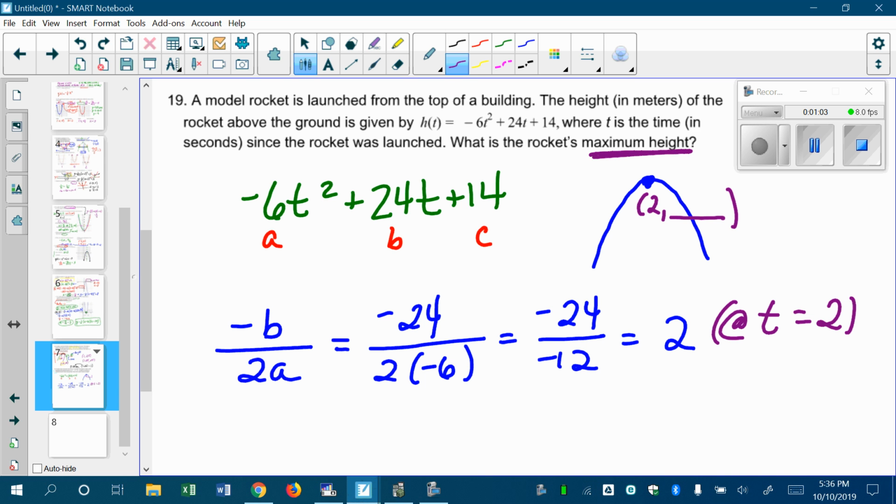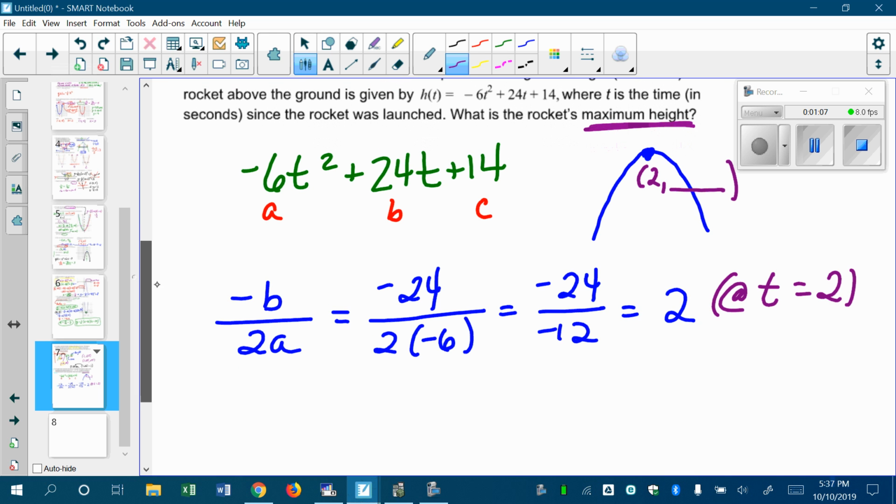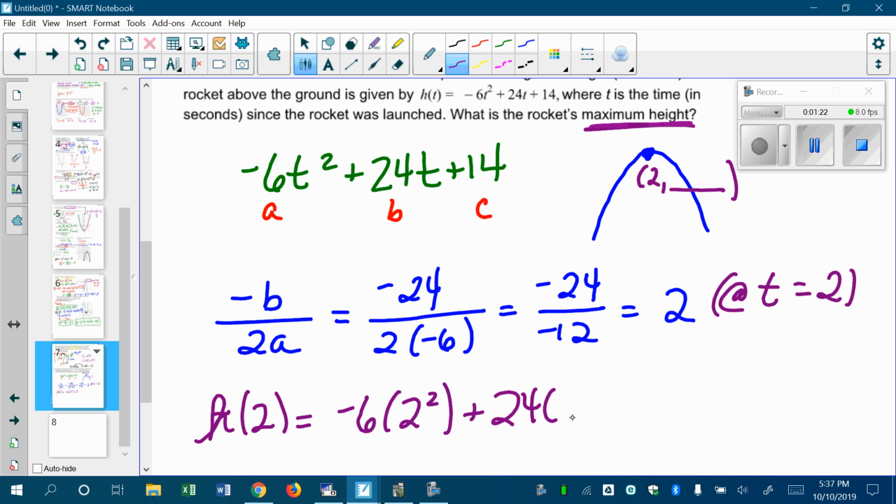What I'm actually looking for is the height, like how tall is the rocket or how high off the ground is the rocket at time equals 2. So that means find h at 2. So I would substitute in 2 for all the t's, and then I would work that out for my answer.